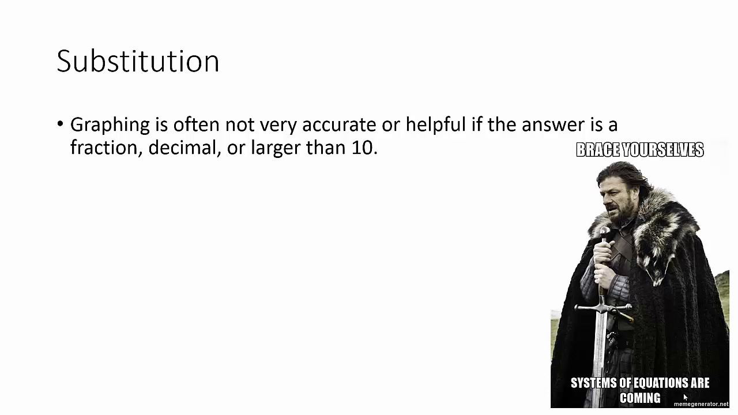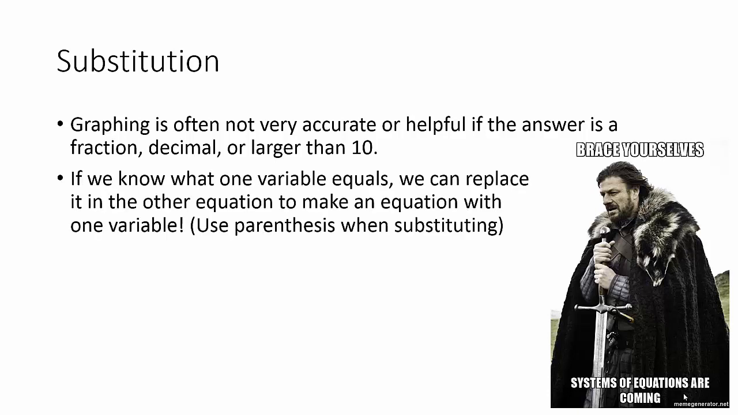However, when graphing is not accurate or helpful, for example, if the answer is a fraction, a decimal, larger than 10, if the answer was 72, negative 46, you don't want to graph that. We need a second method that's going to make it much easier, and that method is called substitution. The idea behind substitution is that if we know what one variable equals, we can replace it with that in the other equation to reduce the other equation from two variables down to one. And we'll use parentheses when substituting.